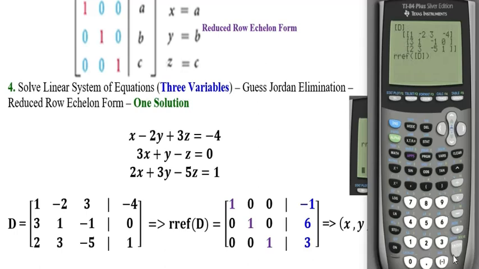Close it, hit enter, and here is the solution: 1 1 1 on the diagonal, 0 above the diagonal, 0 below the diagonal, augmented with 1, minus 1, 6, 3. That means x equals minus 1, y equals 6, z equals 3.